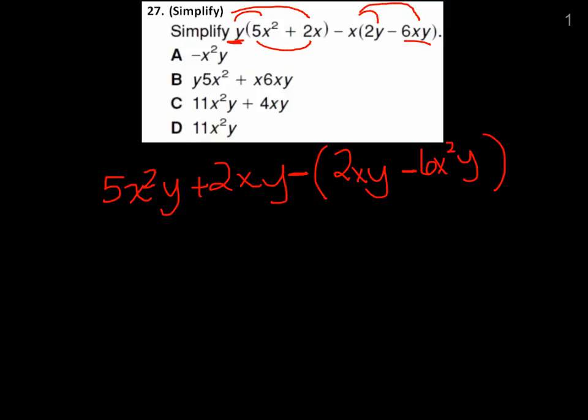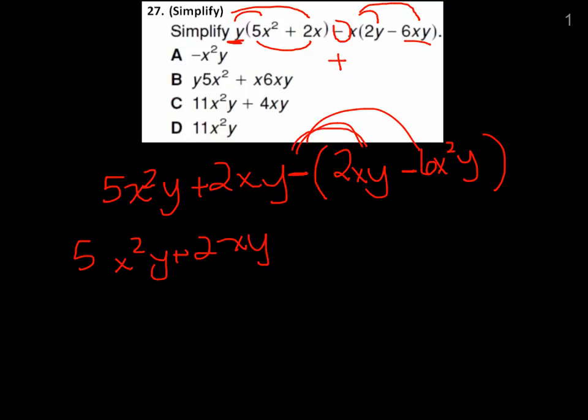Now, you could also have distributed the negative with the x. Either way will work. But remember, once you distribute a negative, it becomes a plus. So that's what I'm going to do here. Distribute this negative. We end up with, everything stays the same, 5x squared y plus 2xy. And then it's going to be distributing this. It's going to be minus 2xy. And then plus 6x squared y. We don't have to keep the parentheses around this anymore because now they can be a part of the same group, because this turns into a plus, because you think about it as plus, negative. So now they're all one group.